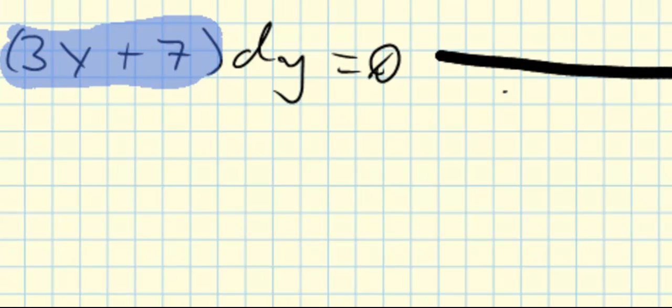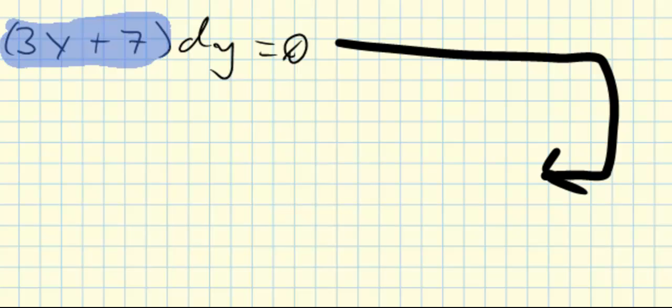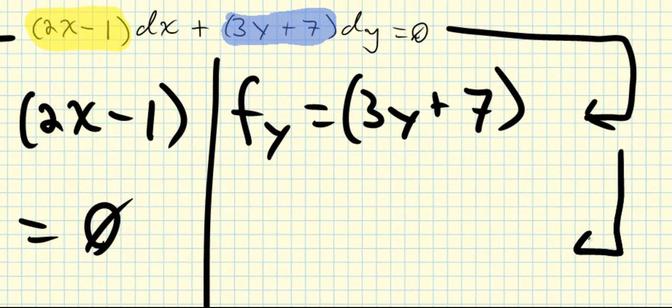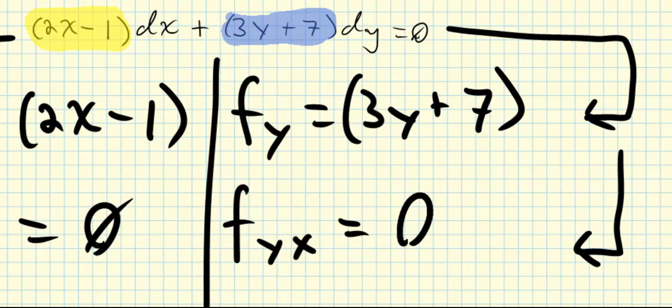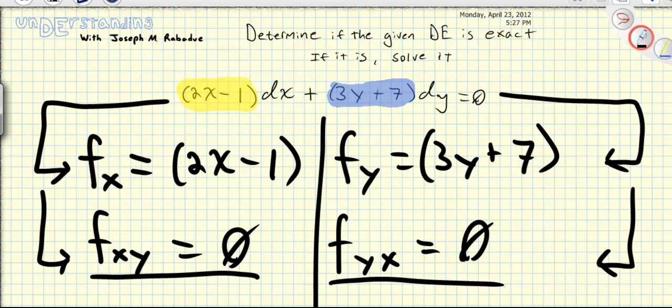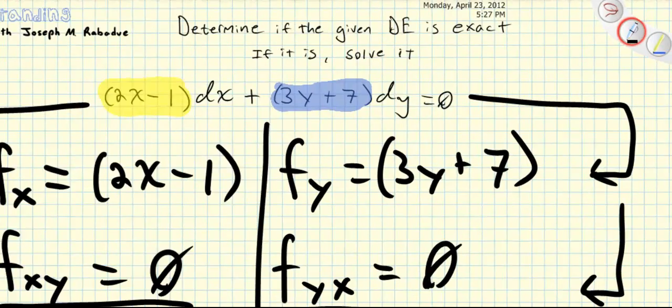We're going to take this function. I'm not going to write it backwards. It is f sub y already, and we know that that is equal to 3y plus 7. But we don't want that. What we want is f of yx. And if you take the derivative of that with respect to x, you're going to get 0. Now at this point, we're done checking this thing. We can see that f of xy is equal to f of yx, and we know that this problem is exact. So now our next step is to unfold this thing and see what the overlaying function is.